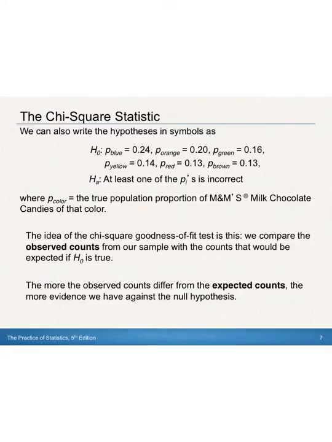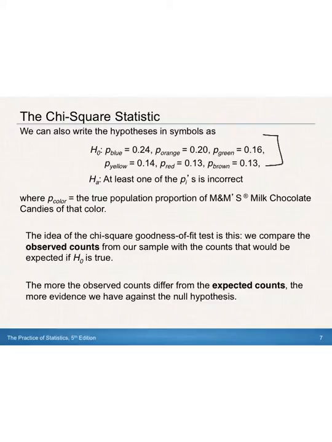So we can also write the null and the alternative using symbols, where we delineate the distribution that's accepted, and then talk about the fact that the alternative, at least one of the probabilities, is incorrect. And then P sub color is the true population proportion of M&Ms of that color.